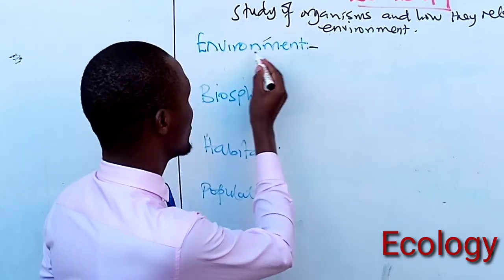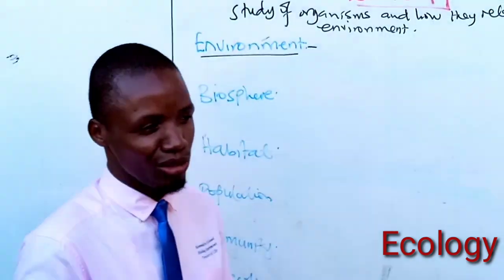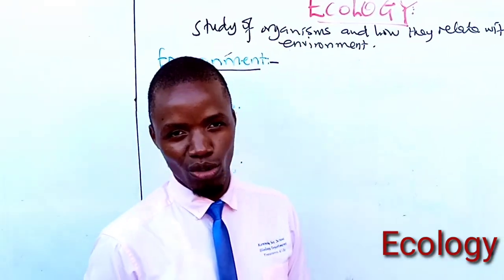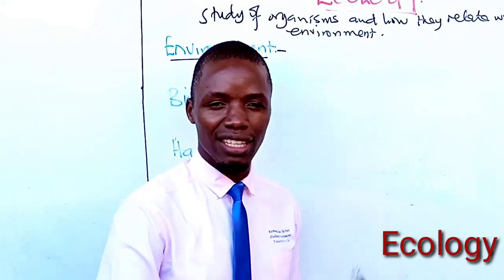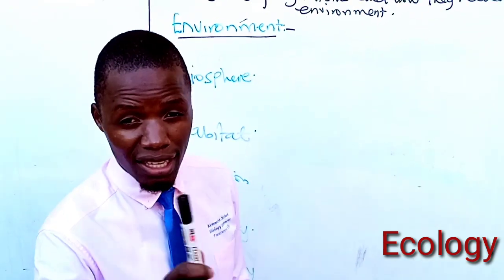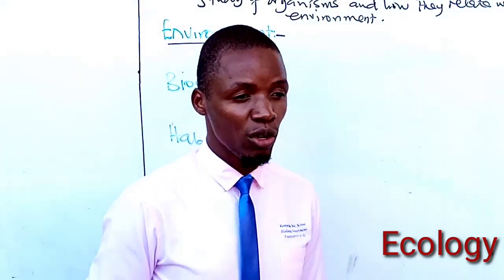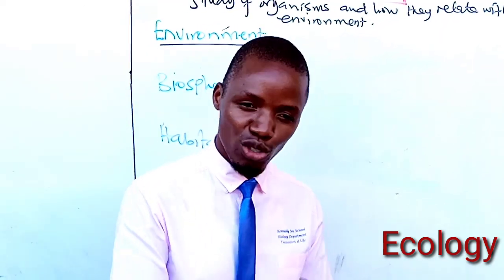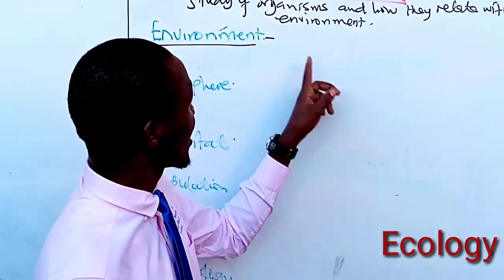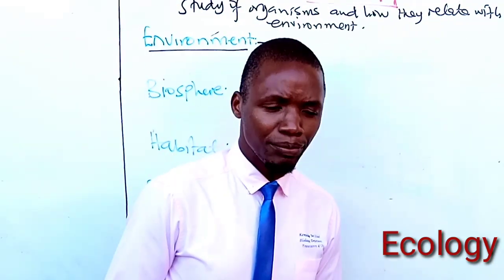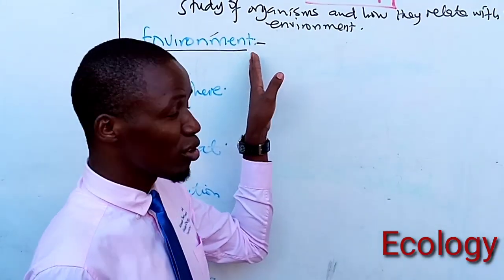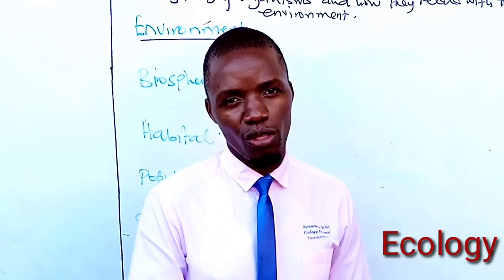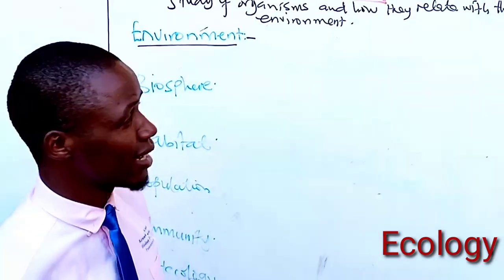So what does environment mean? When somebody talks about environment, you first think about trees. But in this particular case, environment is anything that surrounds an organism. When we talk about an organism, you think we are just talking about animals. No, even plants are organisms, and even microorganisms are organisms. So anything that surrounds organisms is what we call environment, and that anything should in one way or the other have an effect on the life of the organism.